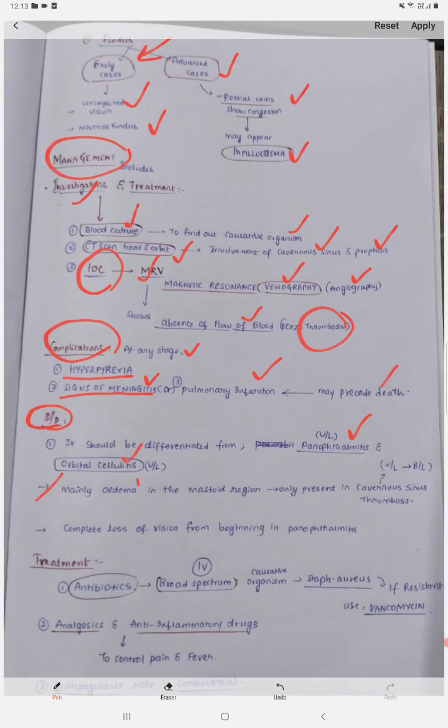We already discussed the pathognomonic sign of cavernous sinus thrombosis: mastoid edema, which is present in the mastoid region. That will be present only in cavernous sinus thrombosis, and absent in panophthalmitis and orbital cellulitis. So cavernous sinus thrombosis can be ruled out from the other two conditions. Panophthalmitis is a unilateral condition, and orbital cellulitis is also unilateral. But cavernous sinus thrombosis, in the starting stages, will be unilateral, but it can subsequently develop into a bilateral condition, if the infection spreads from one sinus to the other through the intercavernous communications.